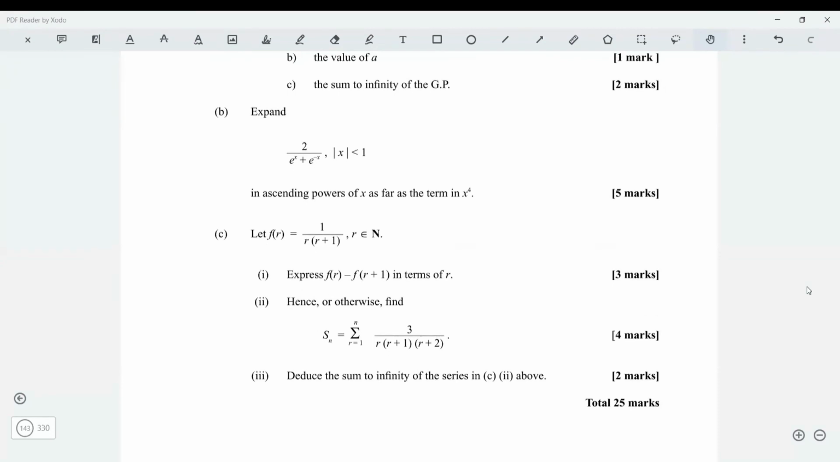Now, this one right here. It says expand 2 over e to the x plus e to the minus x. Now you see this one: 2 over e to the x plus e to the minus x. And it wants it in ascending powers of x, as far as up to x to the 4.